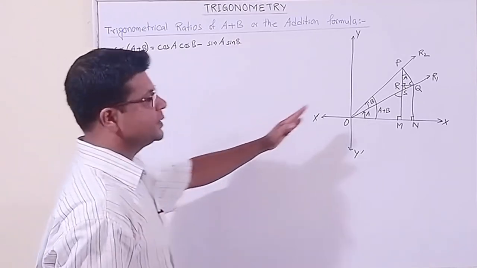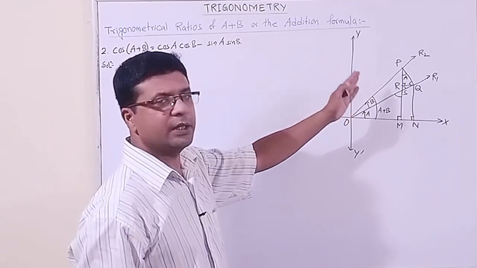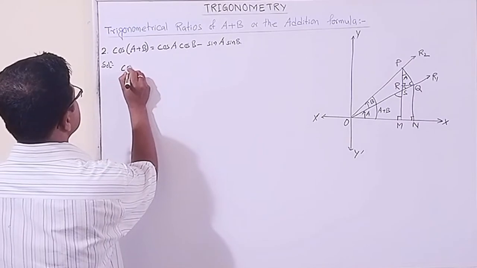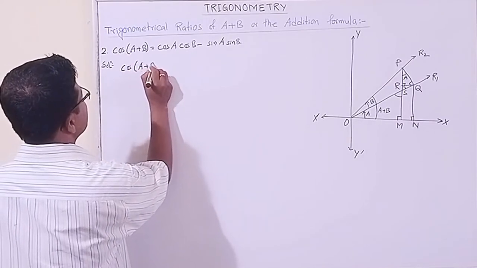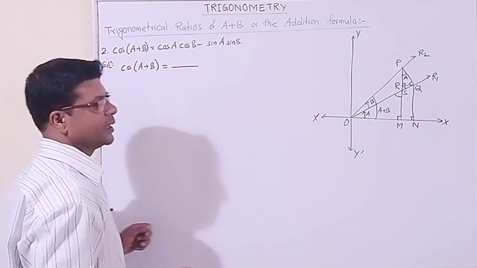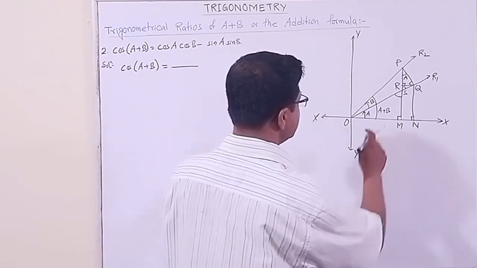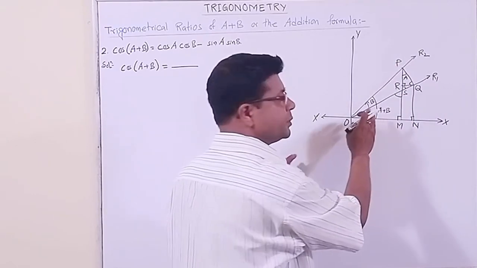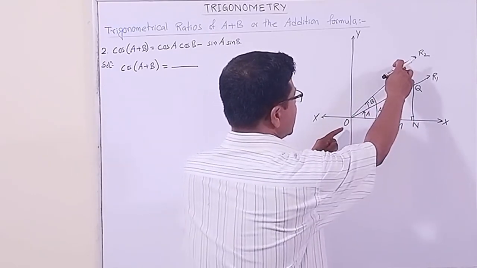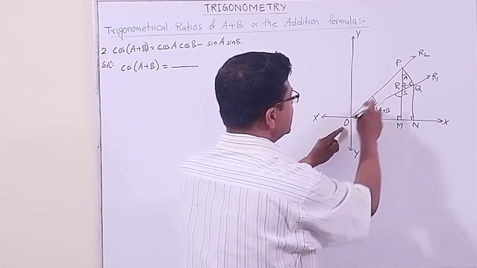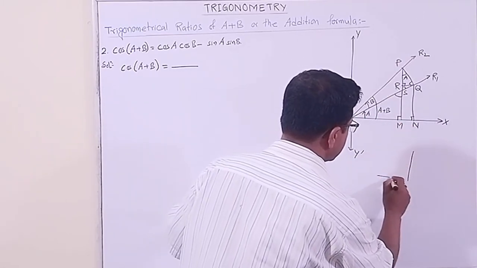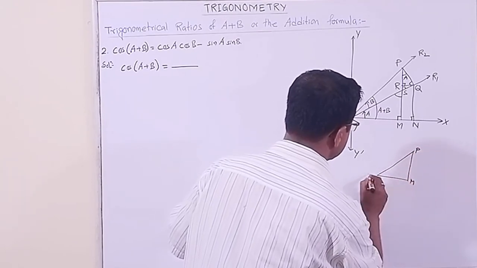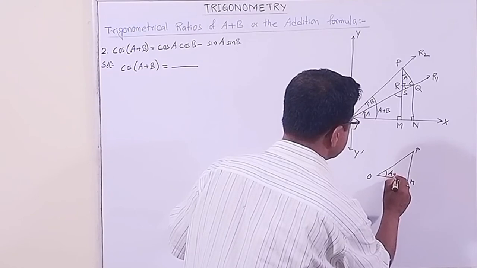And the diagram is the same diagram that we have taken for the first one, that of sine of A plus B. So cos of A plus B is easier, because you understood the diagram. What is cos in a triangle? Cos means, now where is A plus B? A plus B is in triangle PMO. Cos means base by hypotenuse. So in triangle PMO, I am drawing the triangle here. This is PMO. This angle is A plus B.